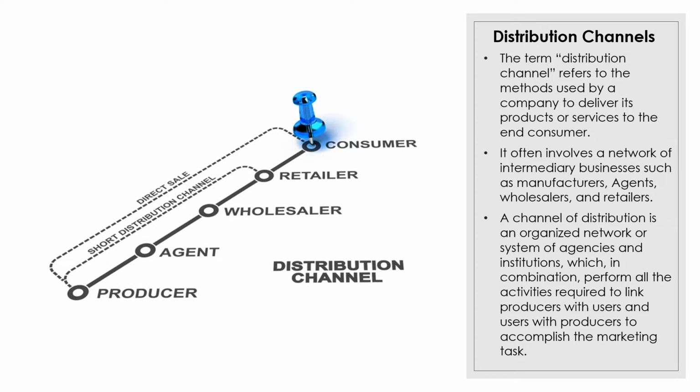What are the channels used by the company to sell the product or service to the consumer? It is a network of intermediary businesses or middlemen such as manufacturers, agents or commission agents, wholesalers, distributors, retailers. It is an organized network of agencies and institutions which perform all the activities required to link the producers with consumers and accomplish the marketing task.